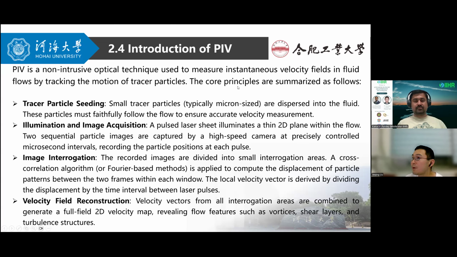The core principles are summarized as follows. First is tracer particle seeding. Small tracer particles are dispersed in the fluid. These particles must fully follow the flow to ensure accuracy. The second is illumination and imaging. And the third is interrogation. And the fourth is velocity field reconstruction.